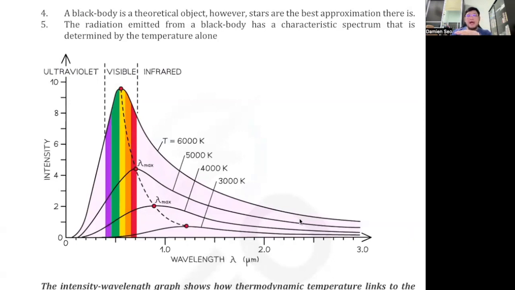So in other words, the hotter the star, the shorter the wavelength that produces the highest intensity. As you go to higher temperature, the wavelength will be shorter. We're not talking about any random wavelength. The wavelength that is producing the highest intensity is shorter.